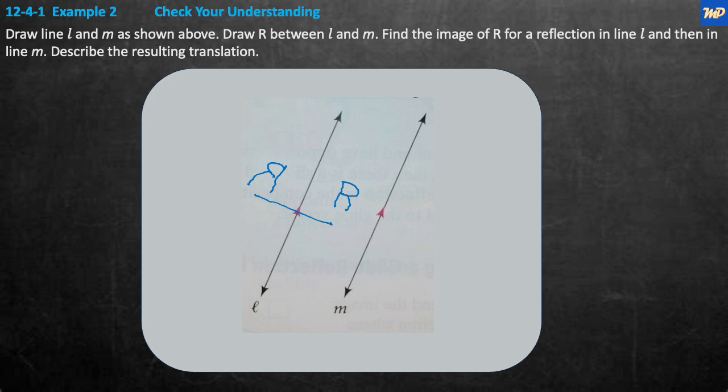Then it says for the image R, reflect in M. So now we're going to take this R here and reflect it all the way over in M. So now it's going to be not this far. So I would normally want to draw it. I'm going to change my color.